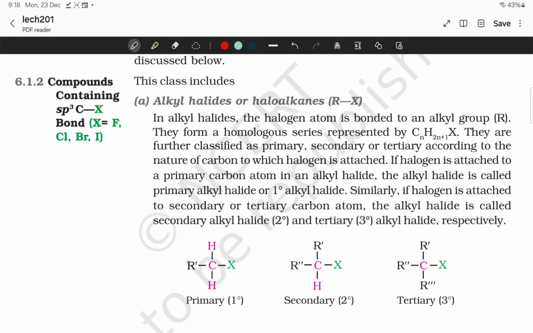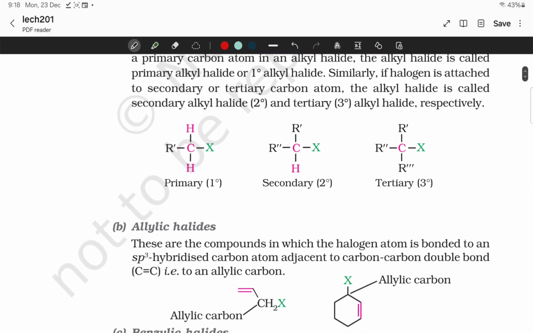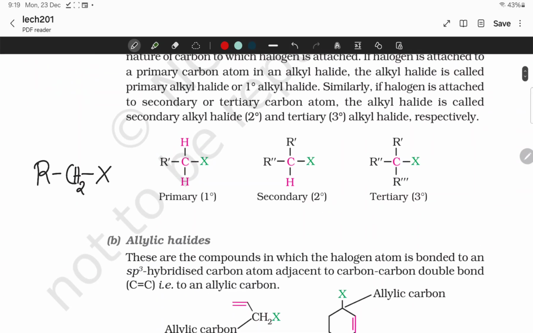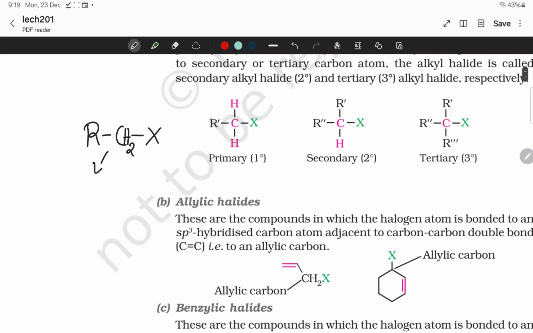Now compounds containing sp3 C-X bond. This class includes alkyl halides or haloalkanes. The halogen atom is bonded to an alkyl group and they form alkyl halides or haloalkanes. Look here. If all are single bonds, like this, if I am considering this thing, this is called a what? It's called an alkyl halide.